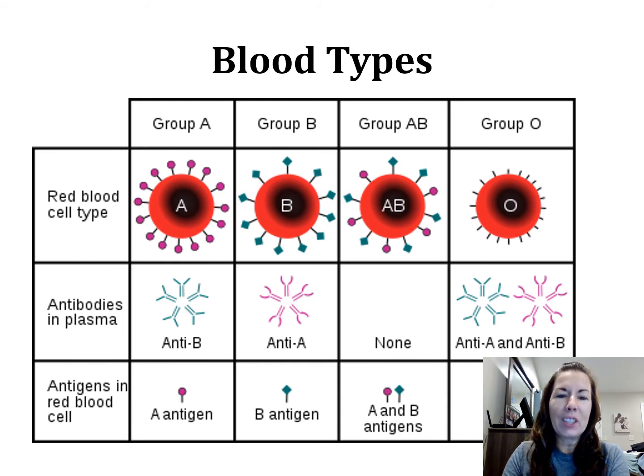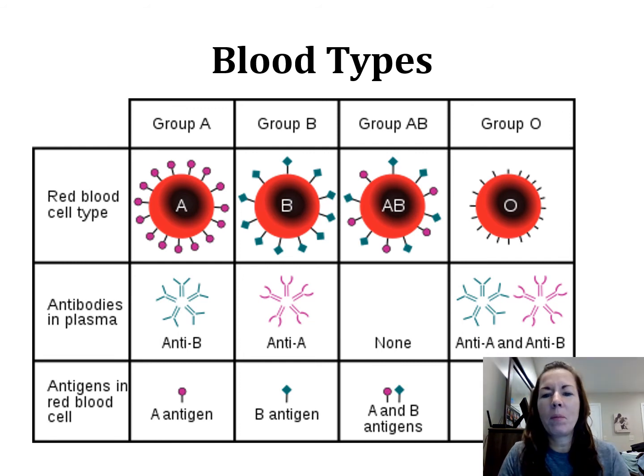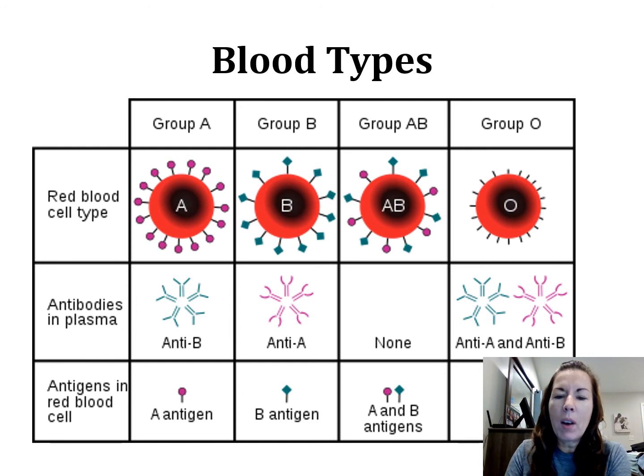Phenotypically, that looks like you can have type A blood, type B blood, you can even have type AB, where both are expressed. And if you'll notice, none of those antibodies are in the plasma, because that would be really bad if you had type A and type B and you had antibodies against your own blood type. And here's type O, where you have anti-A and anti-B.